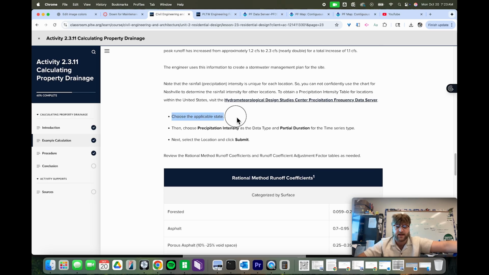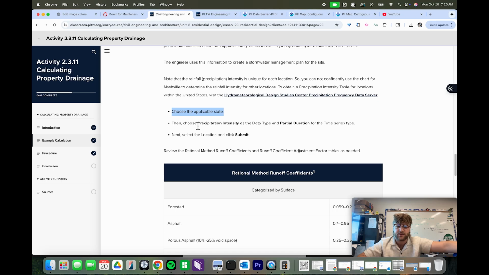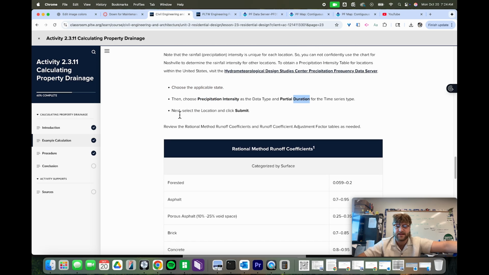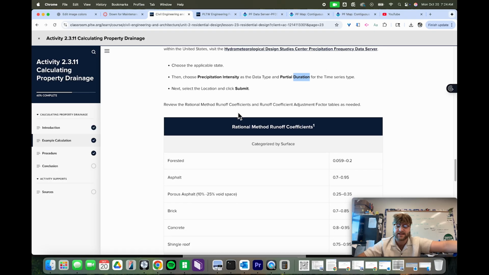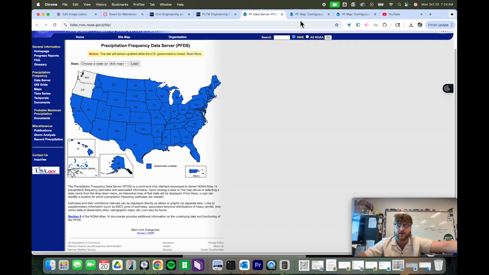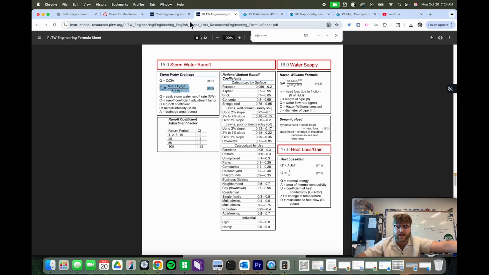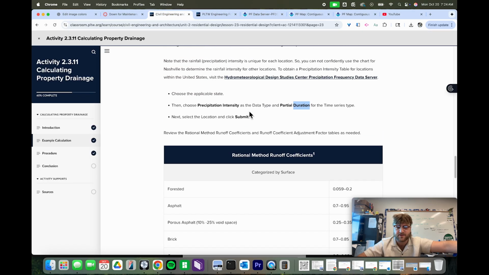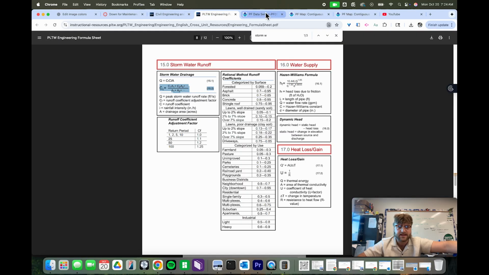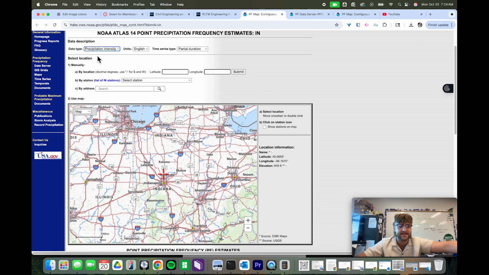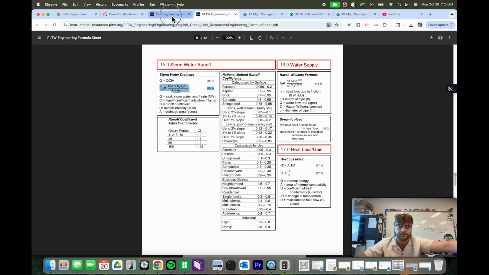So they have us choosing the applicable state and then choose precipitation intensity as the data type and partial duration. Next, select the location and click submit. So in this case, we could go into Indiana and then we could end up finding Noblesville. So they have, what did they end up telling us to do? Choose the applicable state, precipitation intensity as the data type. So data type, precipitation intensity. And so we can end up referencing Noblesville there.